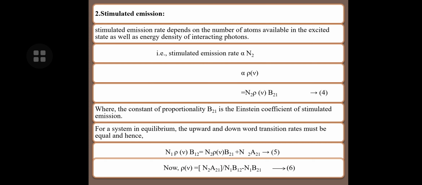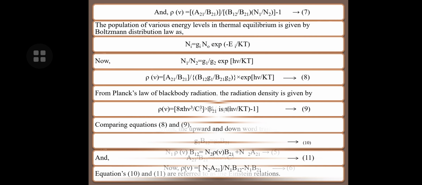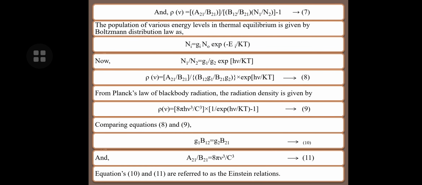For a system in equilibrium, the number of upward transitions equals the number of downward transitions. That is, absorption equals spontaneous emission plus stimulated emission. Absorption: N1 rho v B12 equals N2 rho v B21 plus N2 A21. Take the common rho v, and rho v equals A21 N2 divided by (N1 B12 minus N2 B21), and rho v equals A21 by B21, divided by (B12 by B21 times N1 by N2 minus 1).